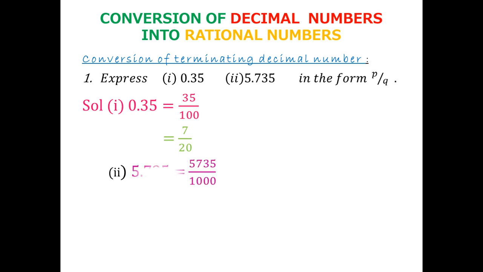Next is 5.735. By removing the decimal, you put 5735 over 1000, and the answer is 1147 by 200. This is a very simple case.